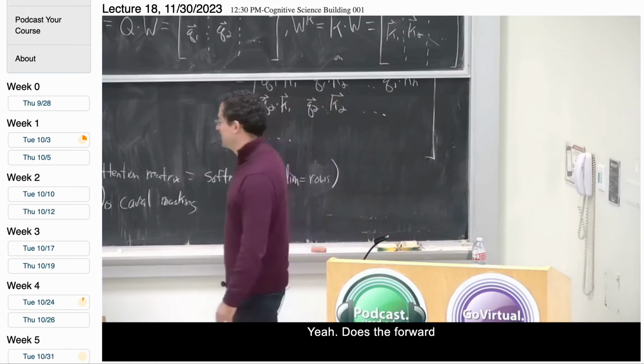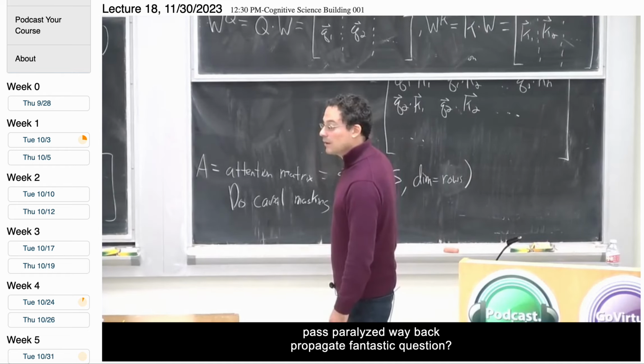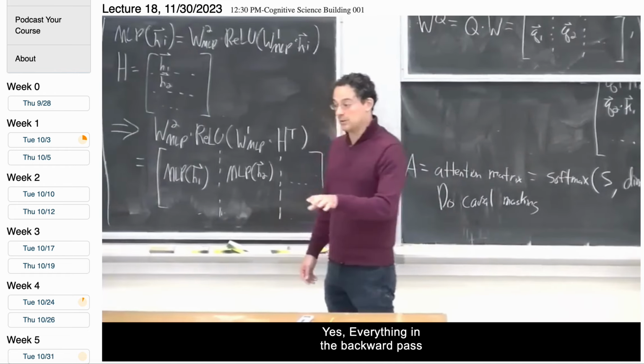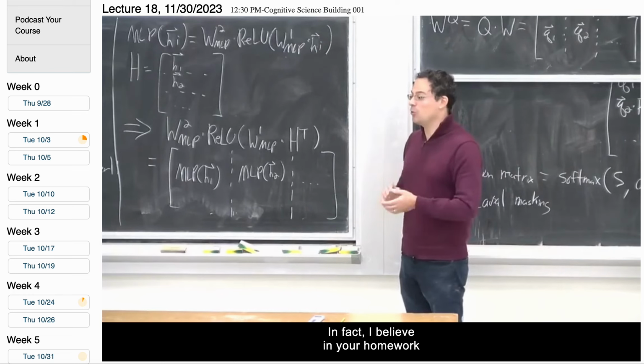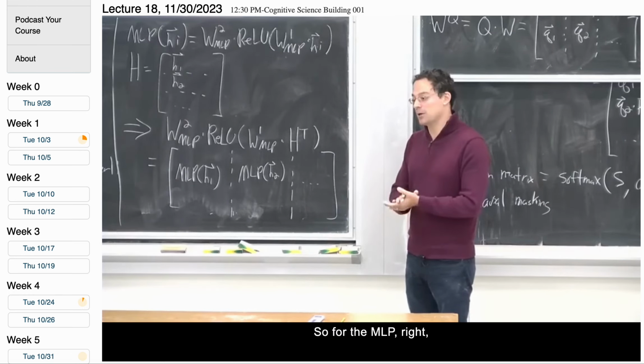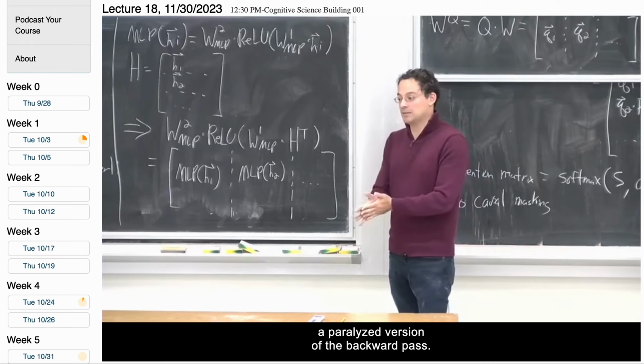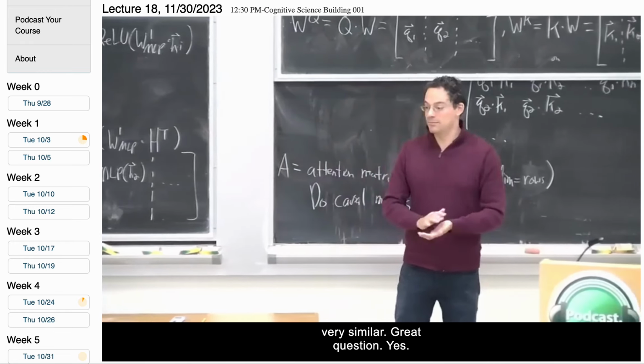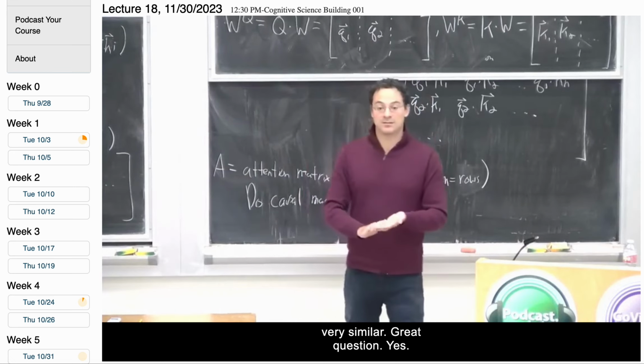Yeah. Can the backward pass be parallelized this way in backpropagation? Fantastic question. Yes, everything in the backward pass can be parallelized as well. It's just another matrix multiplication. In fact, I believe in your homework you implemented the parallelized version of the backward pass, or at least I encourage you to. In problem set 3, there was a parallelized version of the backward pass. It looks very, very similar. Great question. Yes.